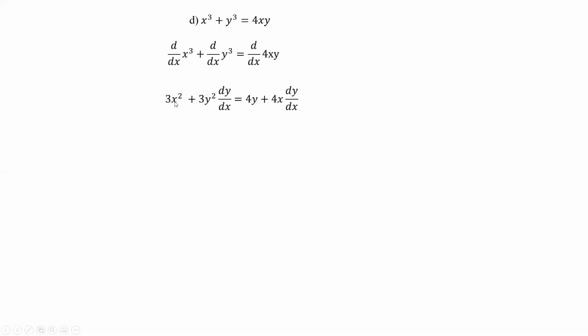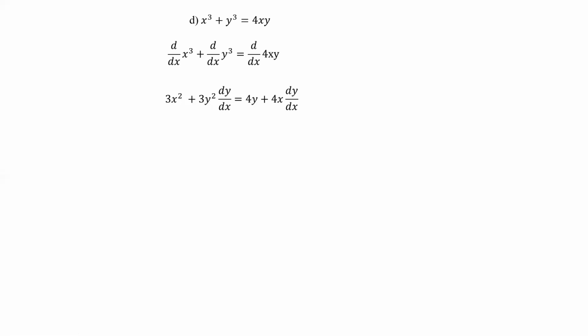The derivative of x cubed is 3x squared. Derivative of y cubed, take that with respect to y first and get 3y squared. Chain it with dy dx. The product rule, the first is 4x, derivative of the first times the second, plus the first times the derivative of the second.